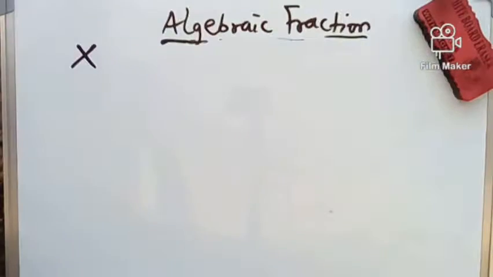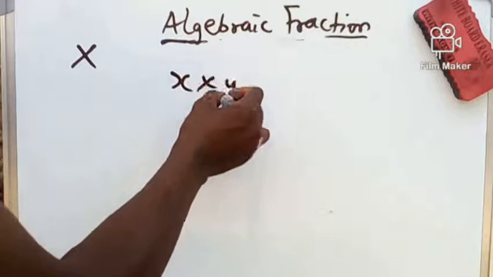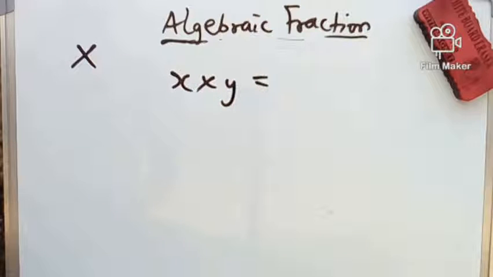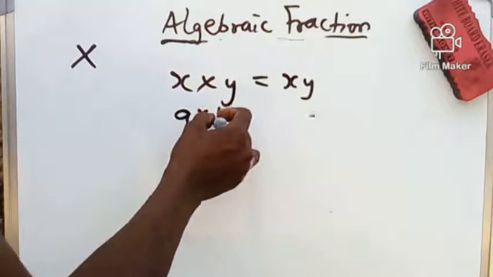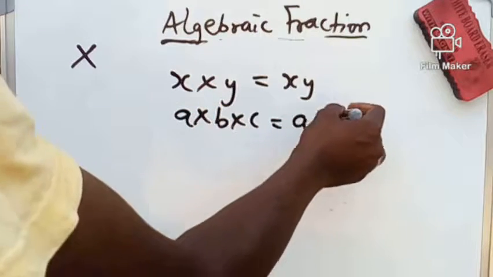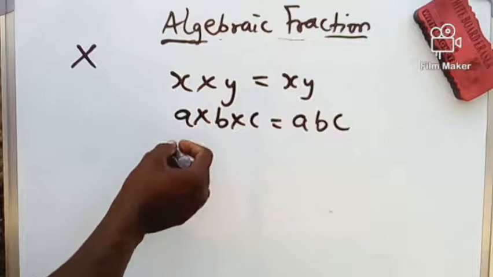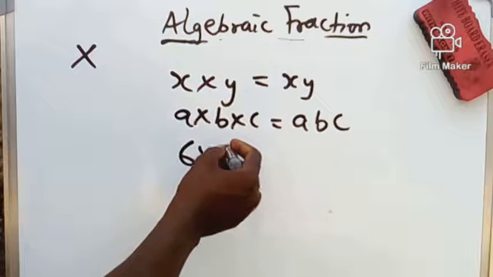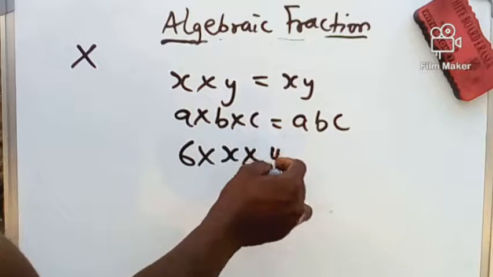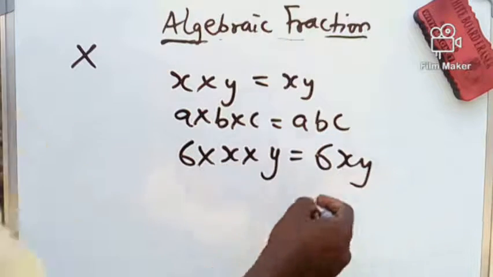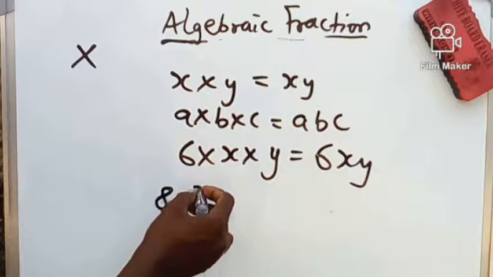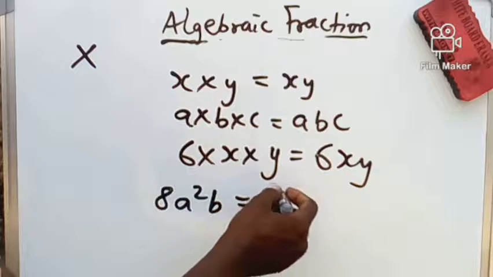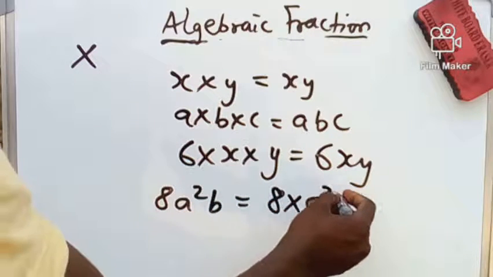Now, what about multiplication operation involving different variables? Let's say we have x multiplied by y. What will be the answer? When x multiplies y, the answer is simply xy. So a multiplied by b multiplied by c simply means abc. When you have 6 multiplied by x multiplied by y, it simply means 6xy. In a similar manner, when you have 8a squared b, it is the same as 8 multiplied by a squared multiplied by b.